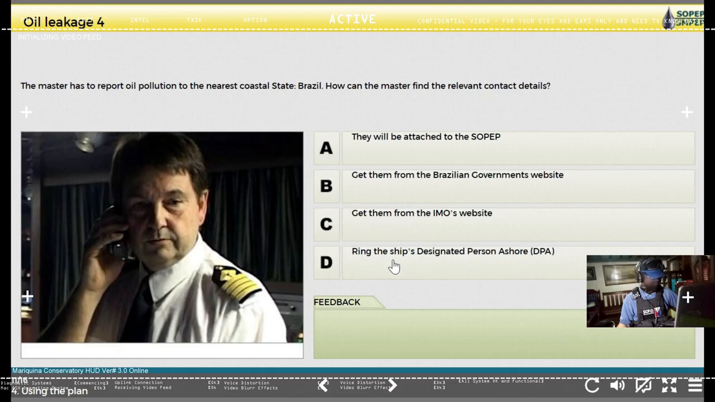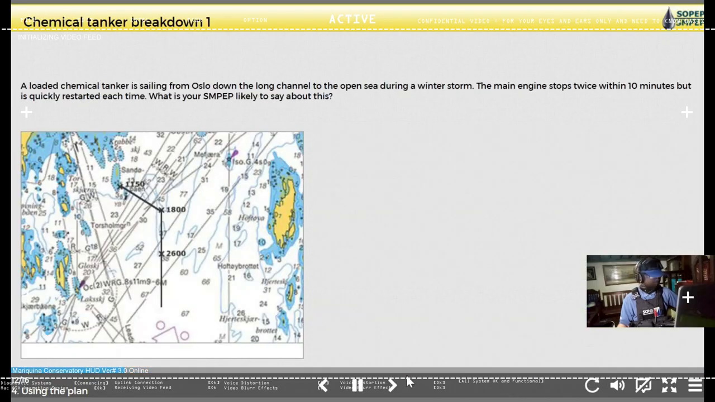I think the DPA would be nice. No. SOPEP. Okay, it's attached to the SOPEP gear. Who should we be bothering when it comes to an oil spill?